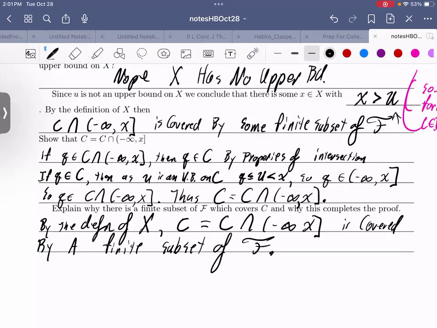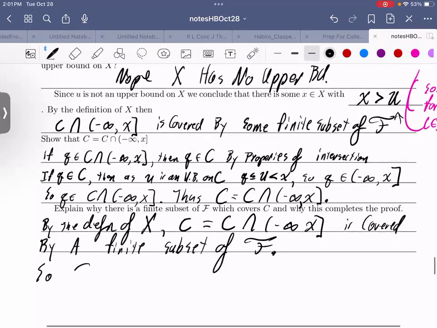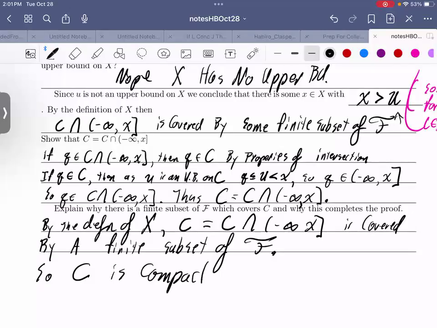Wait, what have we done? Let's put it all together. At the start of the proof, we considered any open cover of C. By doing all this jiggery pokery, we have now constructed a finite subset of that same open cover, which still covers C. So C is compact. Neat. That's a really fun, sneaky proof of this claim.